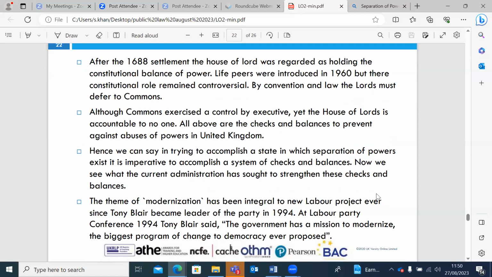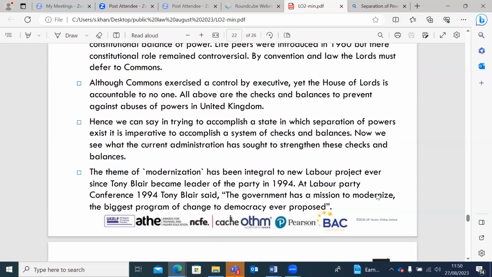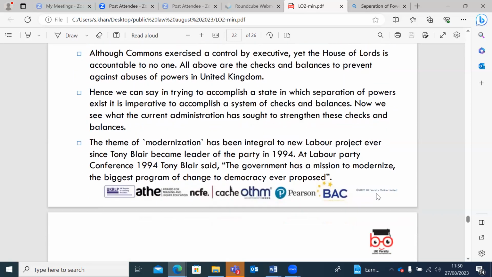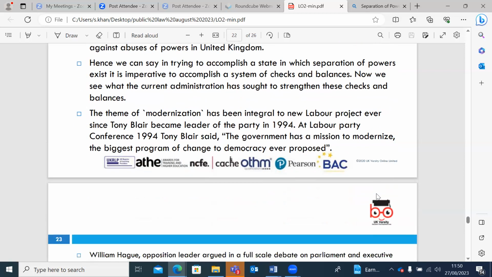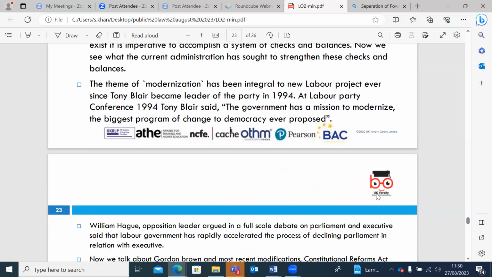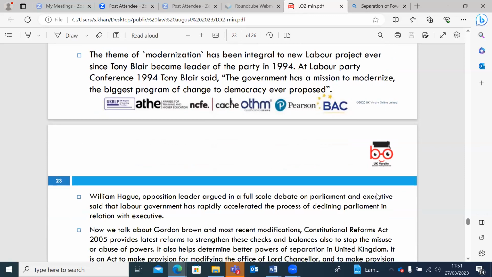Now we see that the current administration has sought to strengthen these checks and balances. The theme of modernisation has been integral to the New Labour project ever since Tony Blair became leader of the party in 1994. At Labour Party conference 1994, Tony Blair said that the government has a mission to modernise, the biggest programme of change to democracy ever proposed.